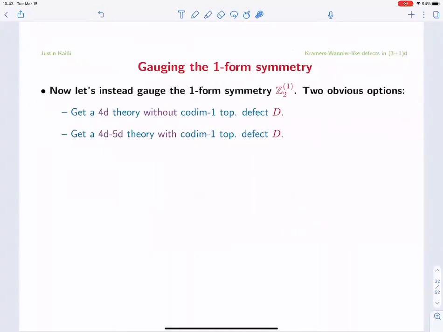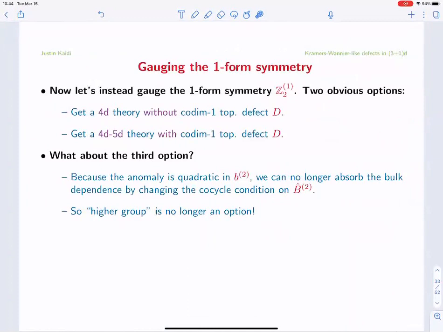Said in a different way, I can get a 4D theory without a codimension 1 topological defect D, which would generate a zero form symmetry. Or I can get a coupled 4D 5D system with a codimension 1 topological defect D. And now let's ask about that third option. Can I use a higher group sort of structure to get a 4D theory with the codimension 1 topological defect? And the answer is no, you can no longer do this.